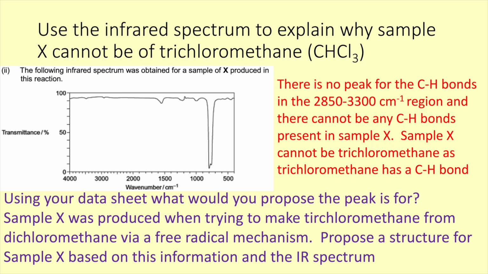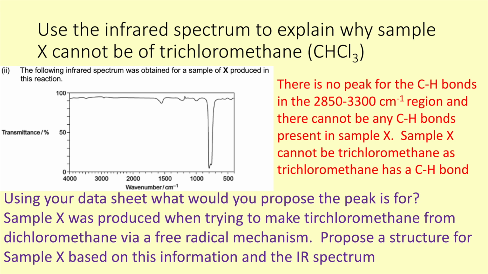So another question for you: using the data sheet, what would you propose that the peak that we do actually have, between 700 and 800-ish, corresponds to? What bond? And sample X was produced when trying to make trichloromethane.